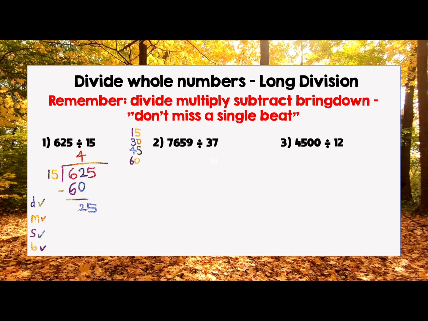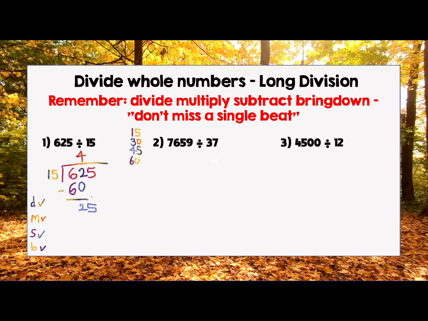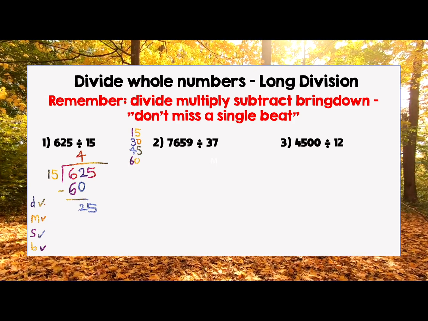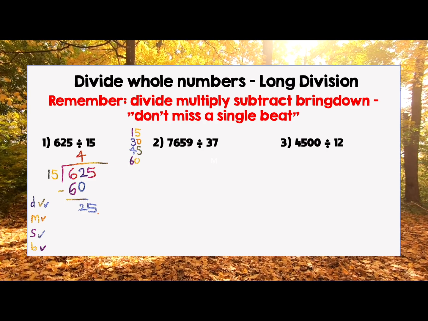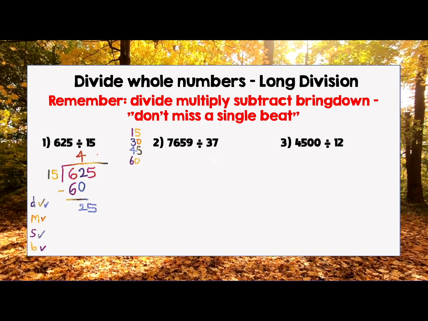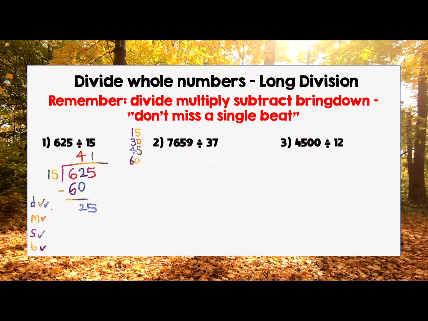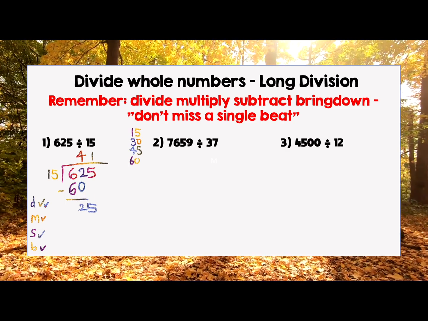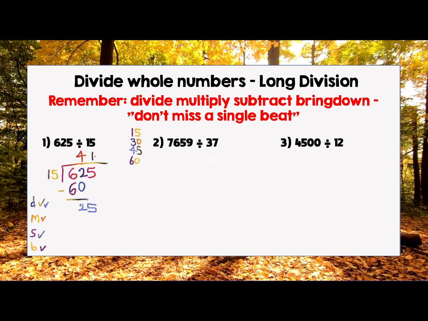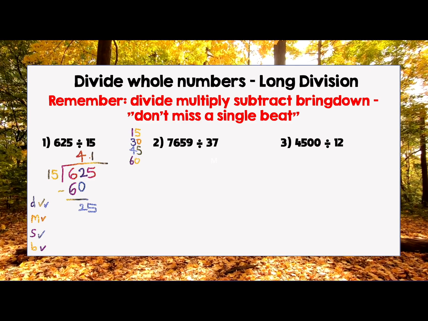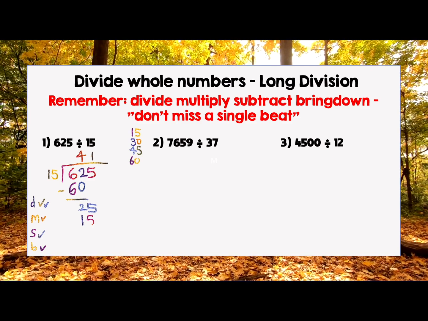So now we're going to repeat the whole process again. How many 15s are there in 25? So we start off again with the divide. How many 15s in 25? Well, we can see there's only 1. So we've done that part. Now we need to multiply. So we multiply 15 by our new quotient 1. So 15 times 1 is 15.